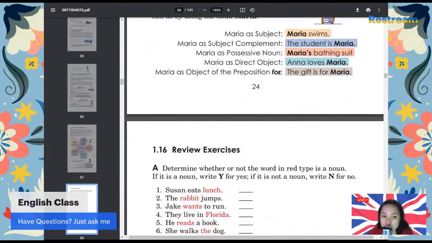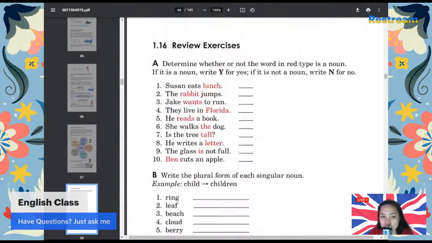For the next part that we're going to tackle, we will apply those topics under the nouns in these review exercises. Here we will be able to better understand how we can apply them in different sentences.